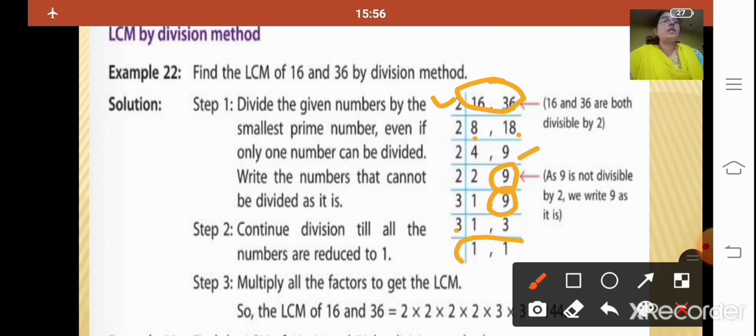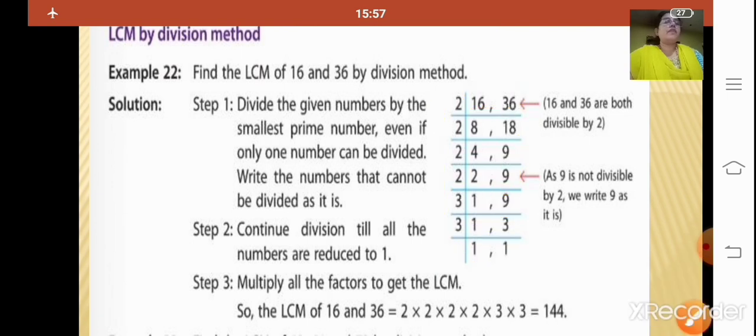So we have to continue the division till all the numbers are reduced to 1. After that, to find the LCM, we will multiply all the prime factors. So when we multiply all the prime factors, we will get the LCM, that is 144. So the LCM of 16 and 36 is 144.